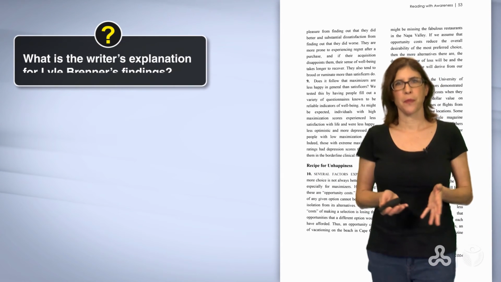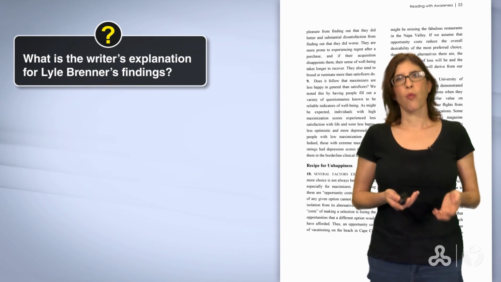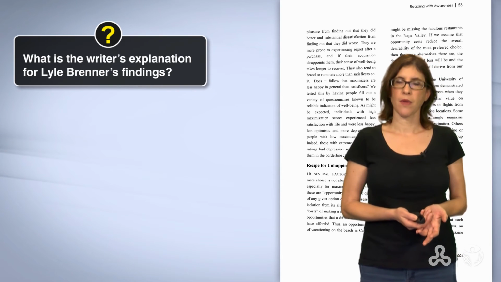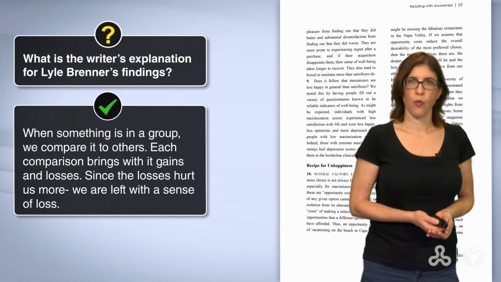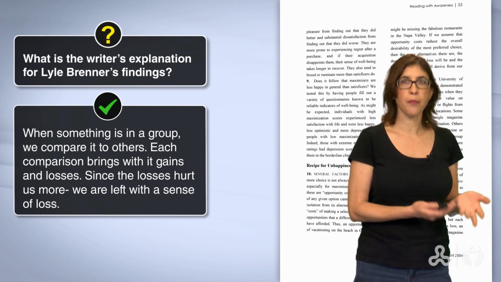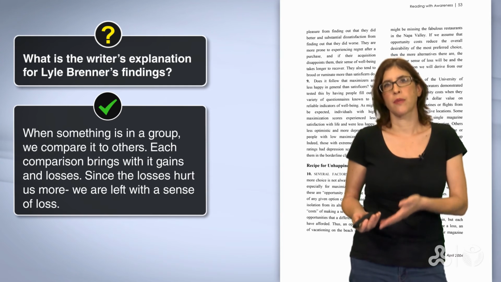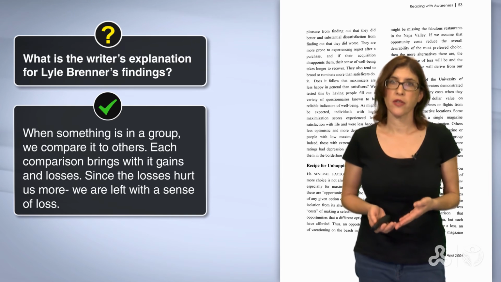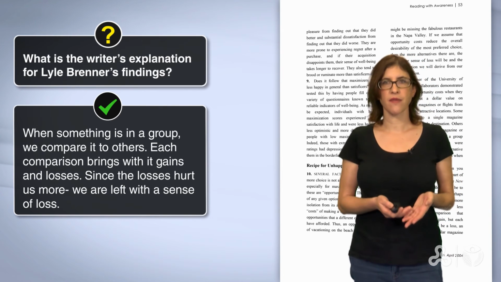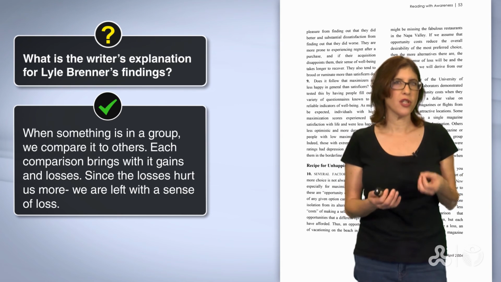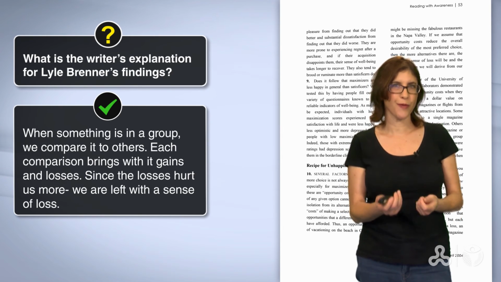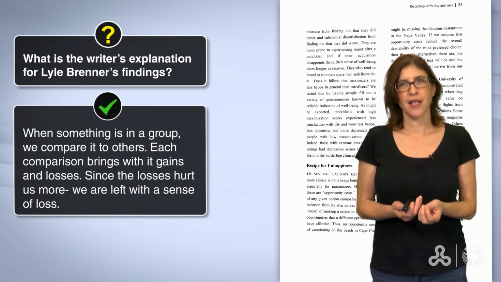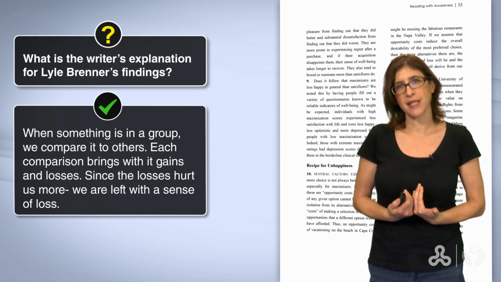So let's round up now. How can we answer the question, what is the writer's explanation for Lyle Brenner's findings? We could say the answer is, when something is in a group, we compare it to others. Each comparison brings with it gains and losses. Since the losses hurt us more, we are left with a sense of loss.